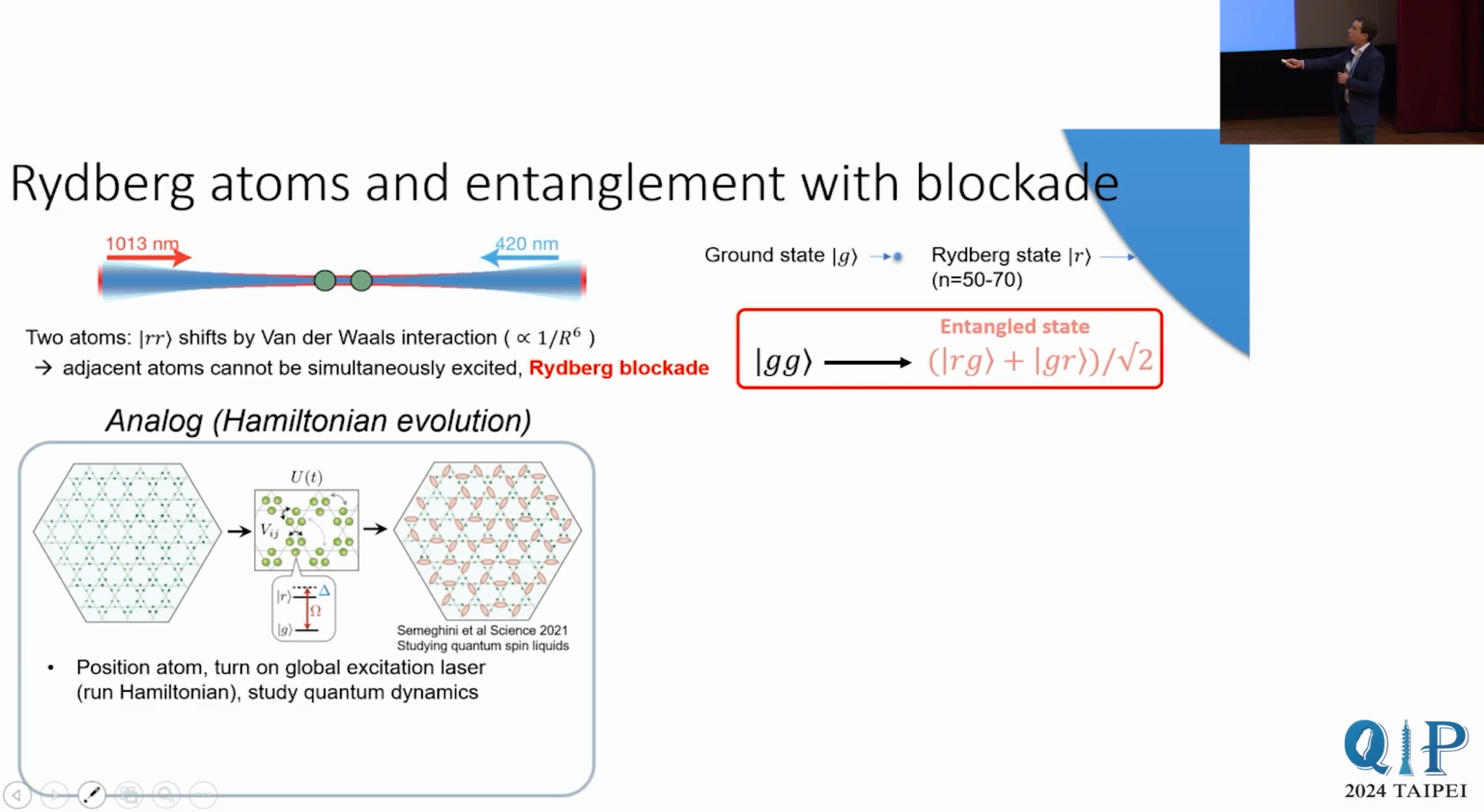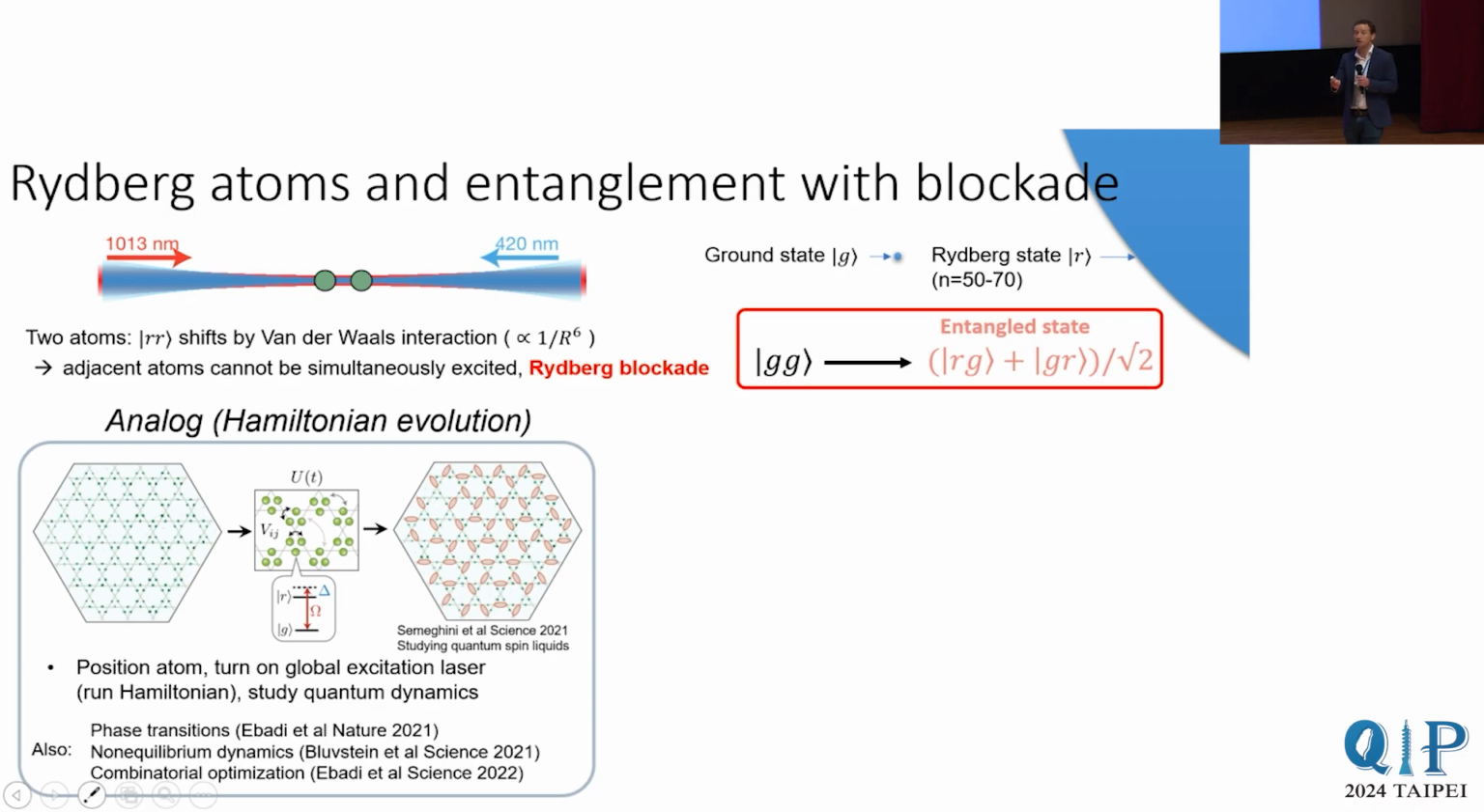Here, more in the analog or Hamiltonian evolution setting, we can, for example, arrange atoms into a Kagome lattice, just position these atoms, turn on this one global excitation laser, and that runs the Hamiltonian, and we can study quantum dynamics from this. We can do phase transitions, non-equilibrium dynamics, combinatorial optimization, and it's really leveraging, again, efficient classical control.